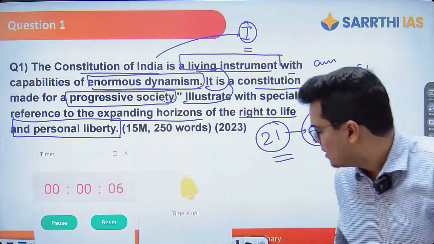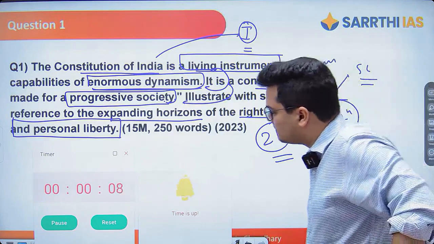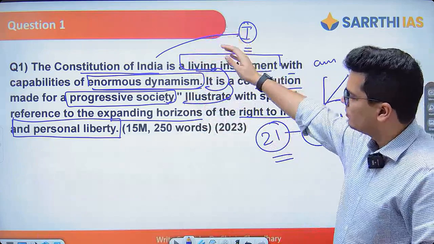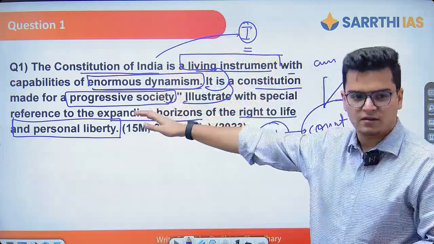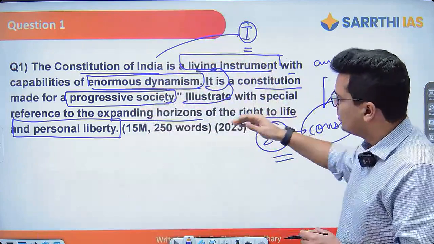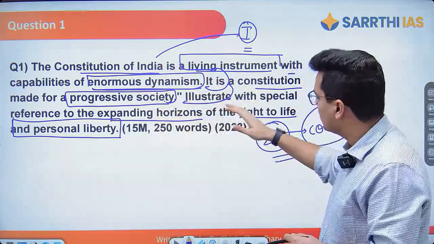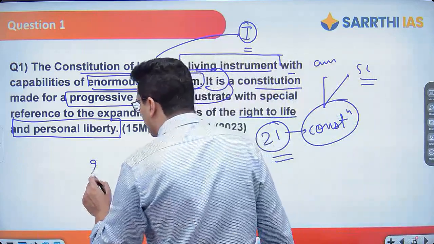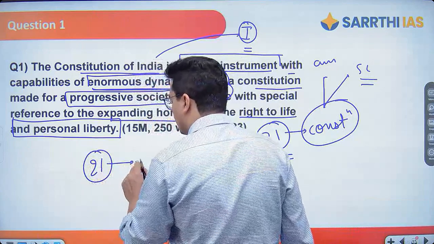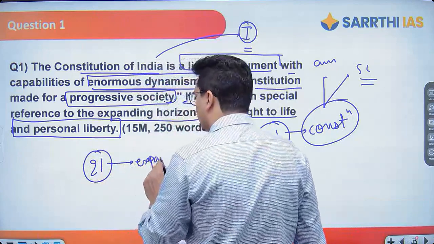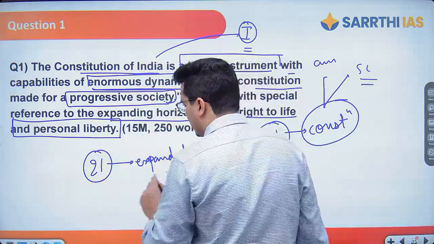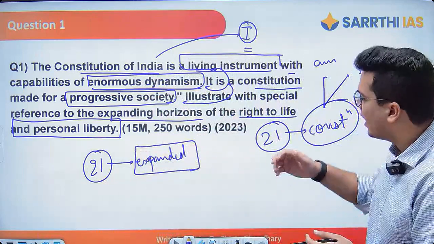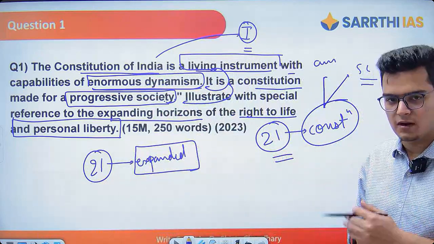All right. Now when I'm writing this question, it is a living document, enormous dynamism, made for a progressive society. This I have to write with special reference to the expanding horizons of right to life and personal liberty. So I have to think about how Article 21 has expanded. And we all know that there are many areas where Article 21 has expanded. Now if I have to demonstrate this expansion, it's better that I have some Supreme Court cases.